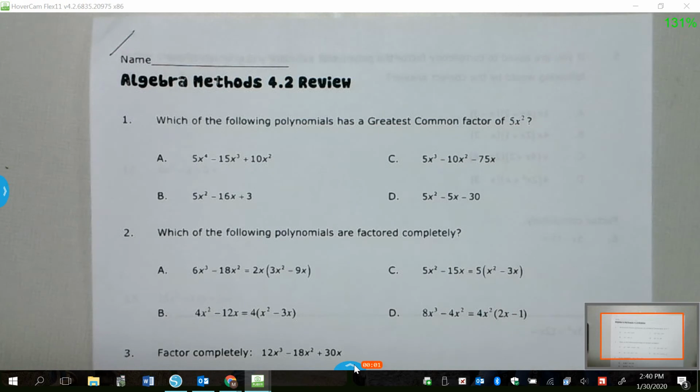All right, y'all. The 4.2 test is tomorrow for factoring.